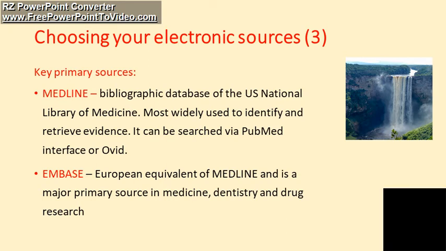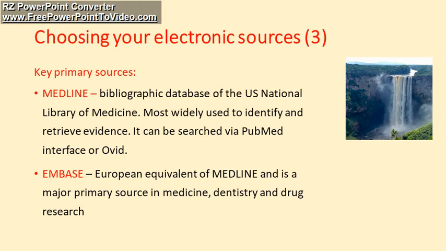Key primary sources are Medline and Embase. As I noted earlier, the US National Library of Medicine provides the bibliographic database Medline, and it is the one most widely used to identify and retrieve evidence, individual scientific studies and systematic reviews. It can be searched via the PubMed interface or Ovid. Embase is the European equivalent as a major primary source in medicine, dentistry and drug research.